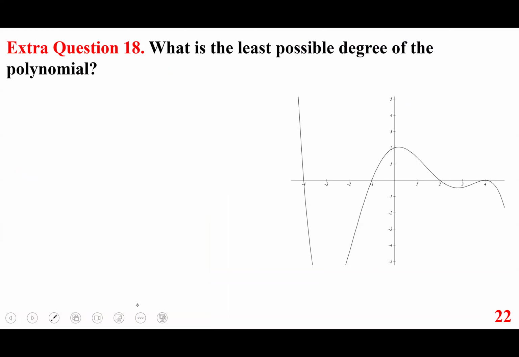All right. What is the least possible degree for this polynomial? Okay, peaks and valleys. 1, 2, 3, 4. 1, 2, 3, 4. So at least 5, because there are 4 terms.